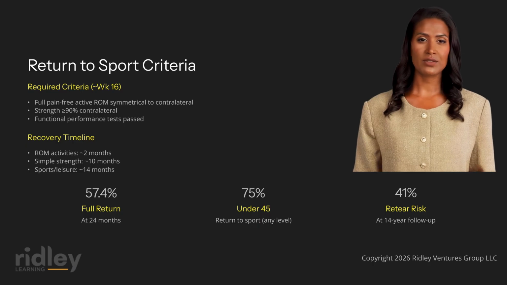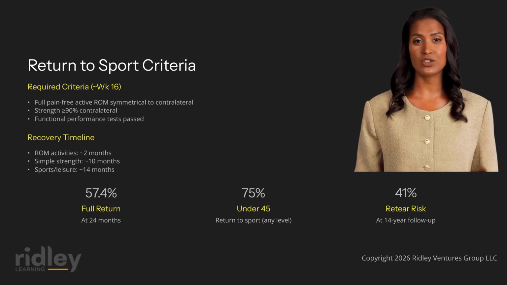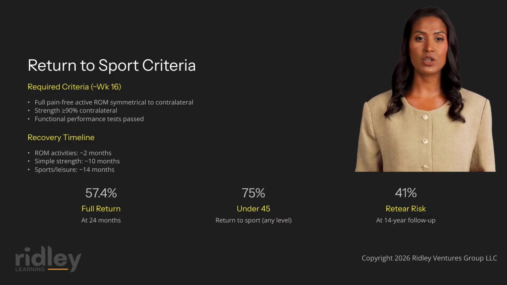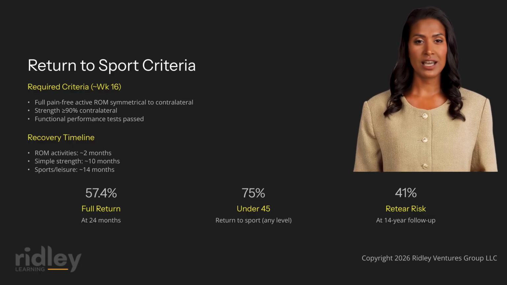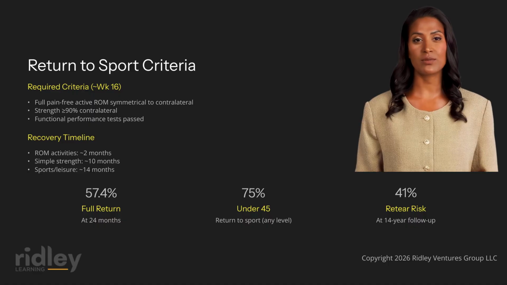The athletic trainer integrates sport-specific functional exercises, plyometrics, and throwing progression beginning at approximately 16 weeks, with advancement contingent upon meeting objective criteria including full pain-free active range of motion symmetrical to the contralateral side, strength of 90% or greater of the contralateral side, and successful completion of functional performance tests.